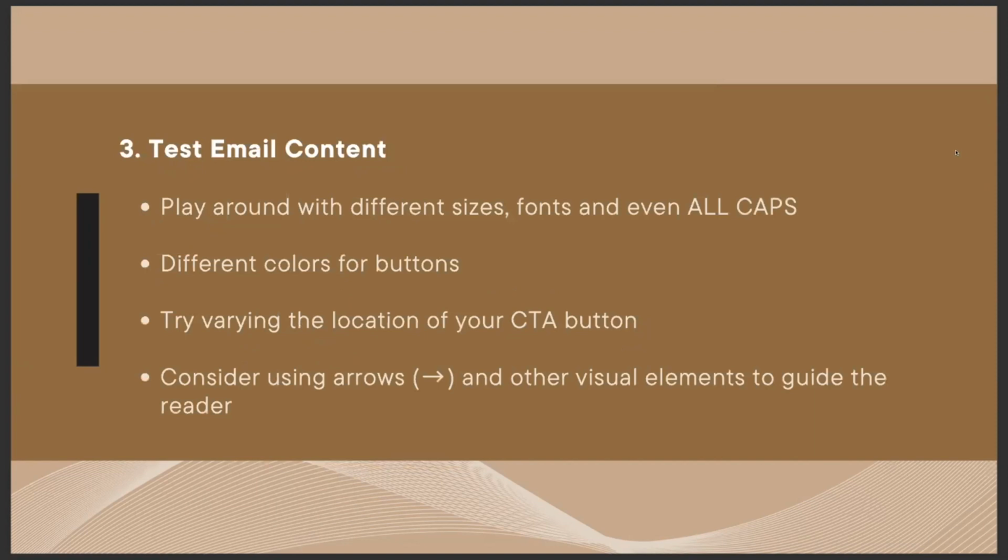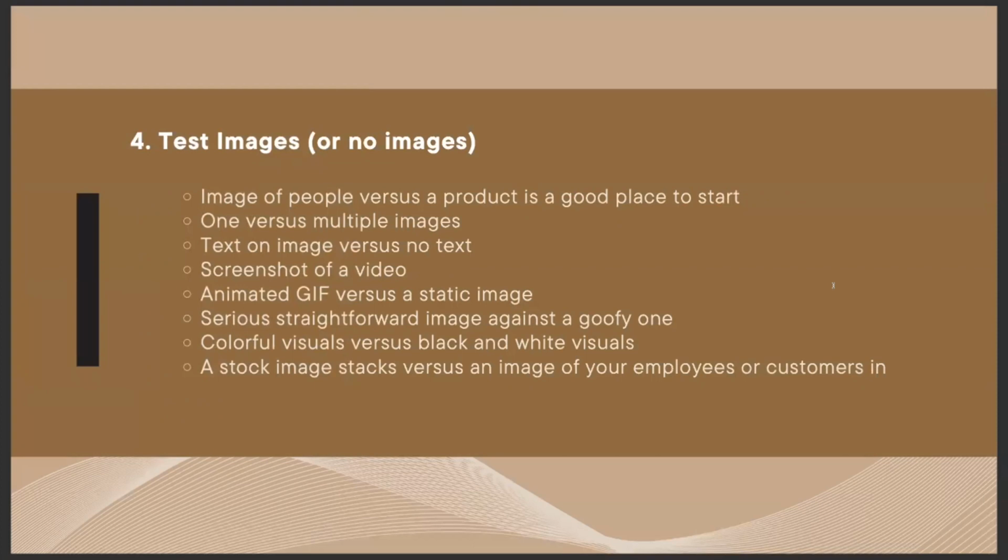Then for your test email content, you can also play around with different sizes, fonts, and even all caps. And then different colors for buttons. And then try varying the location of your call to action button. You can put it in the middle, at the end of your copy, or on the PS part. So it really depends. Also, consider using arrows and other visual elements to guide the reader for them to take action.